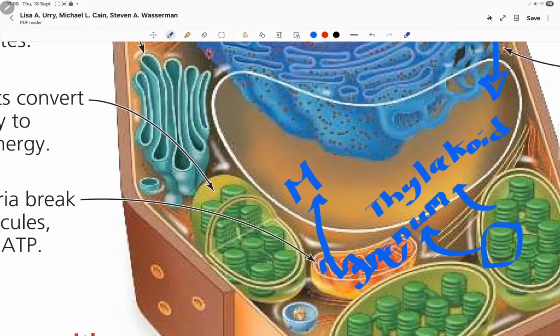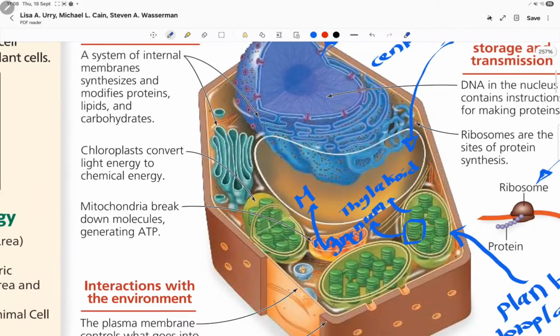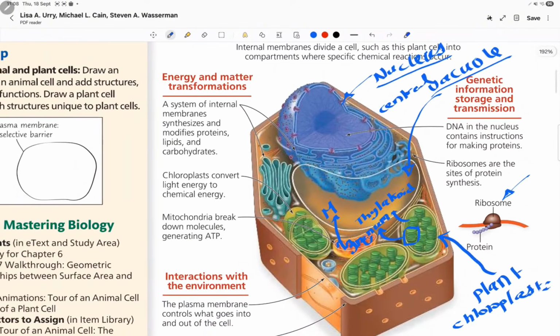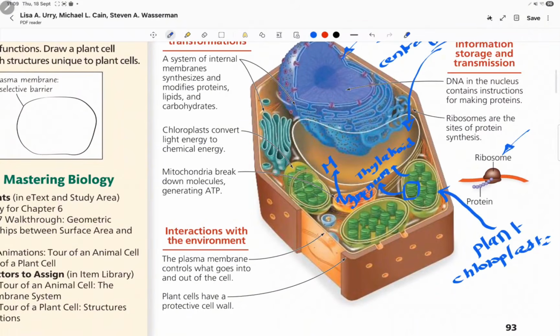Okay, this zigzag shape is called a mitochondria. It's responsible for making ATP. Exactly, the powerhouse of the cell. Plants have it, and also animals have it.